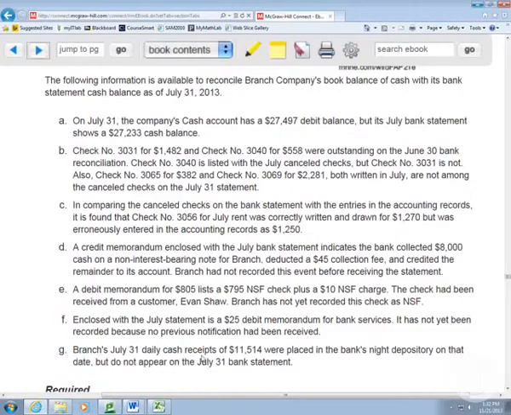All right. Letter G. What does letter G imply? Letter G is the branch's July 31st daily cash receipts of 11,514 were placed in the night depository on that date, but do not appear on the July 31st bank statement. What do we call that? What do we call letter G? What's the term? Yes. Deposit in transit.